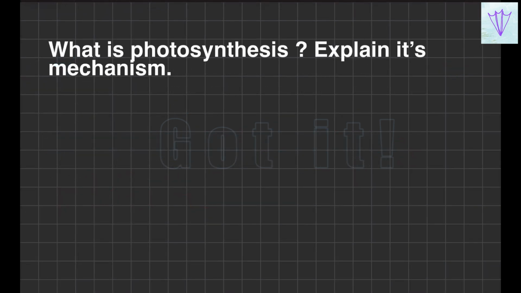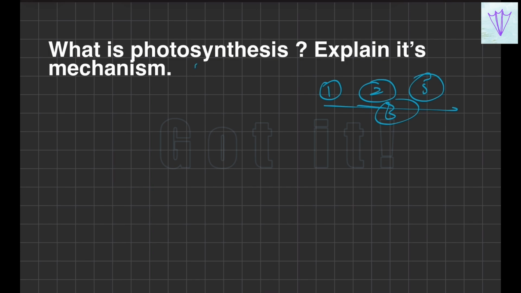We are asked in the next question: what is photosynthesis, and explain its mechanism. First you have to know whether it is asked for 1 mark, 2 marks or 5 marks, and write according to the marks awarded for that question. Suppose it's asked for 2 or 3 marks and you go on and write all you know, it's just a waste of time, because however much you write you will get only those 3 marks. So make sure to look at how much is awarded for that question, and then make up your answer according to the marks.